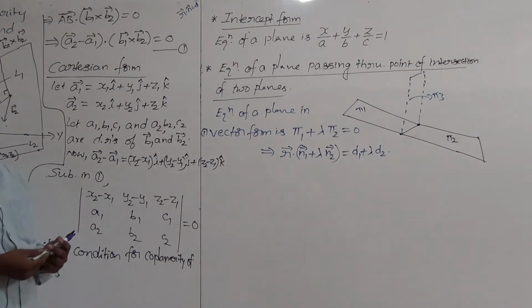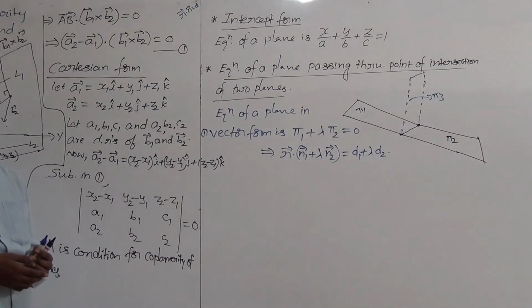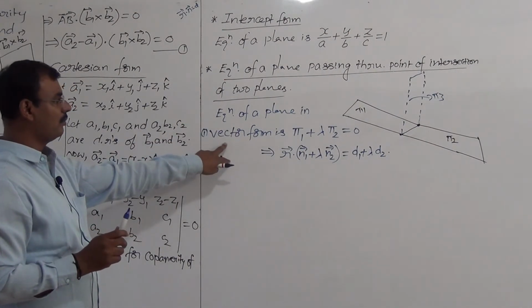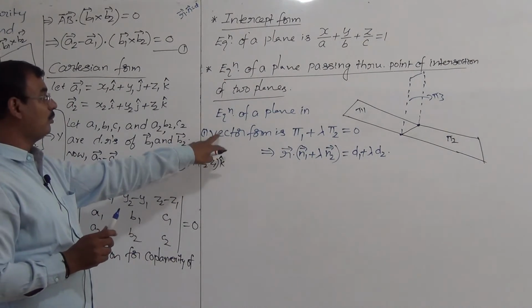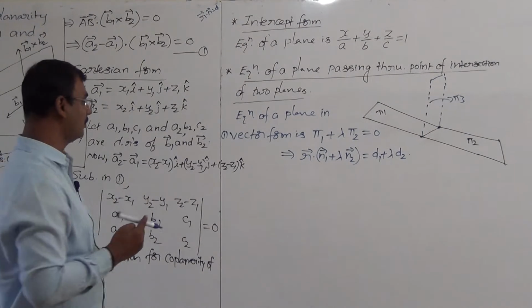In 2D also, in straight lines, L1 plus lambda times L2 is equal to 0. So we derived it like this, but here derivations are not needed. We should use this formula, which is very important for 3 marks. In 3 marks questions, only problems are asked.